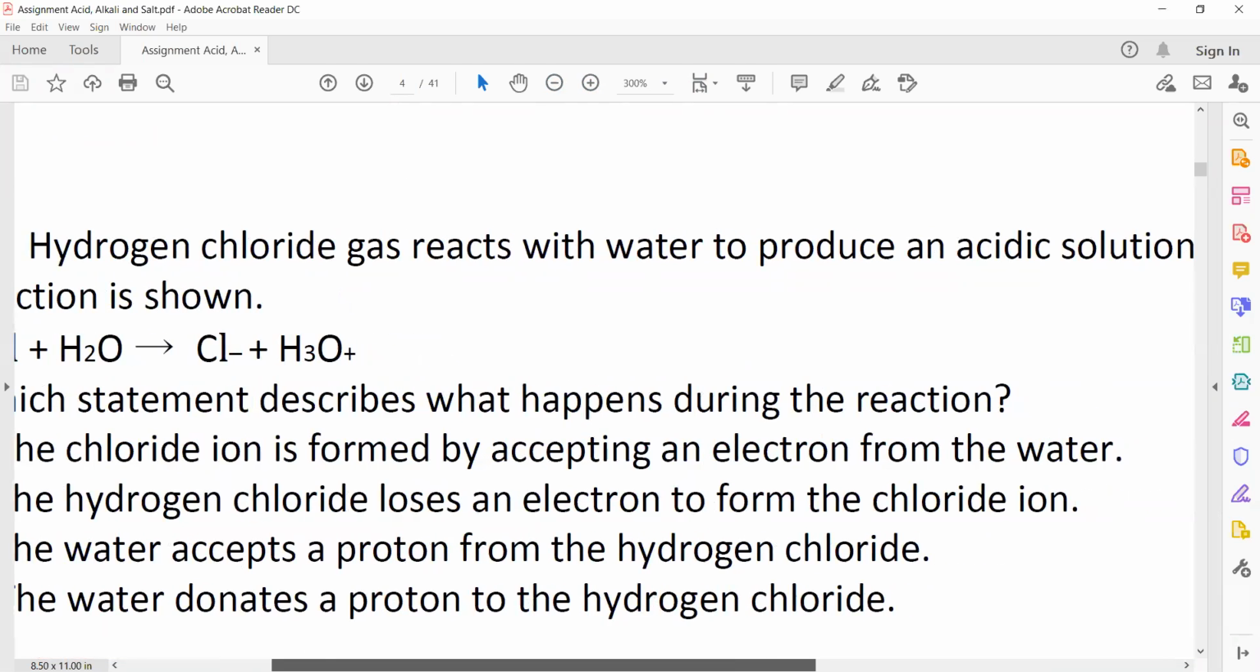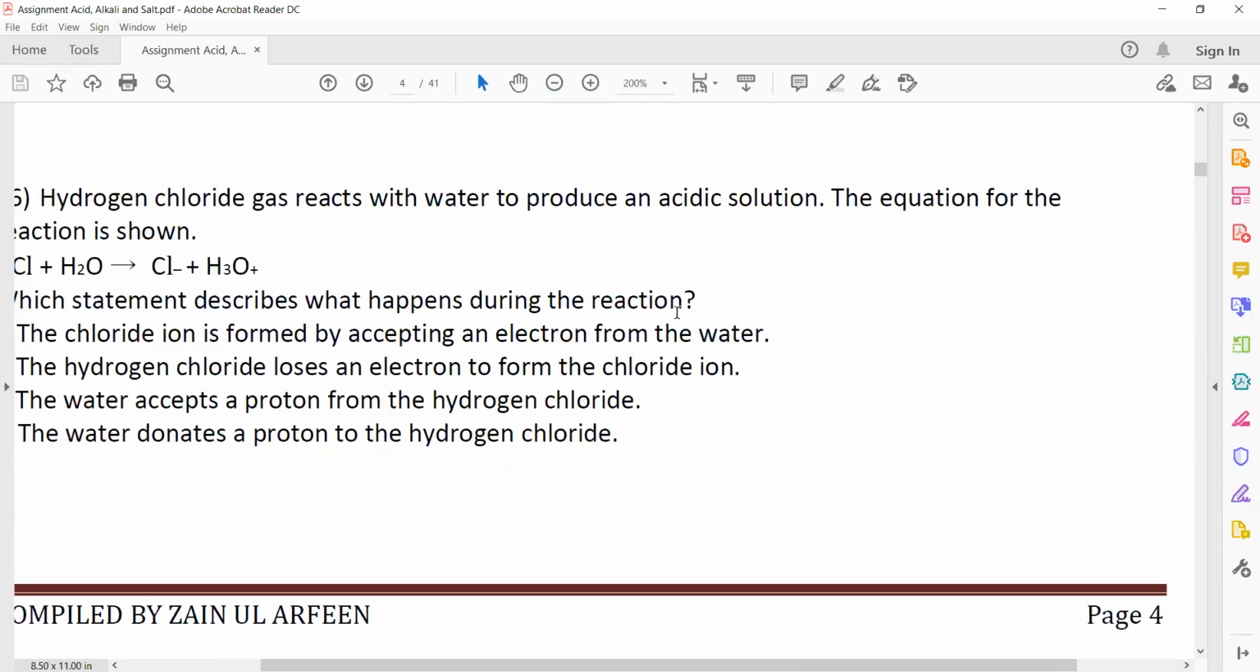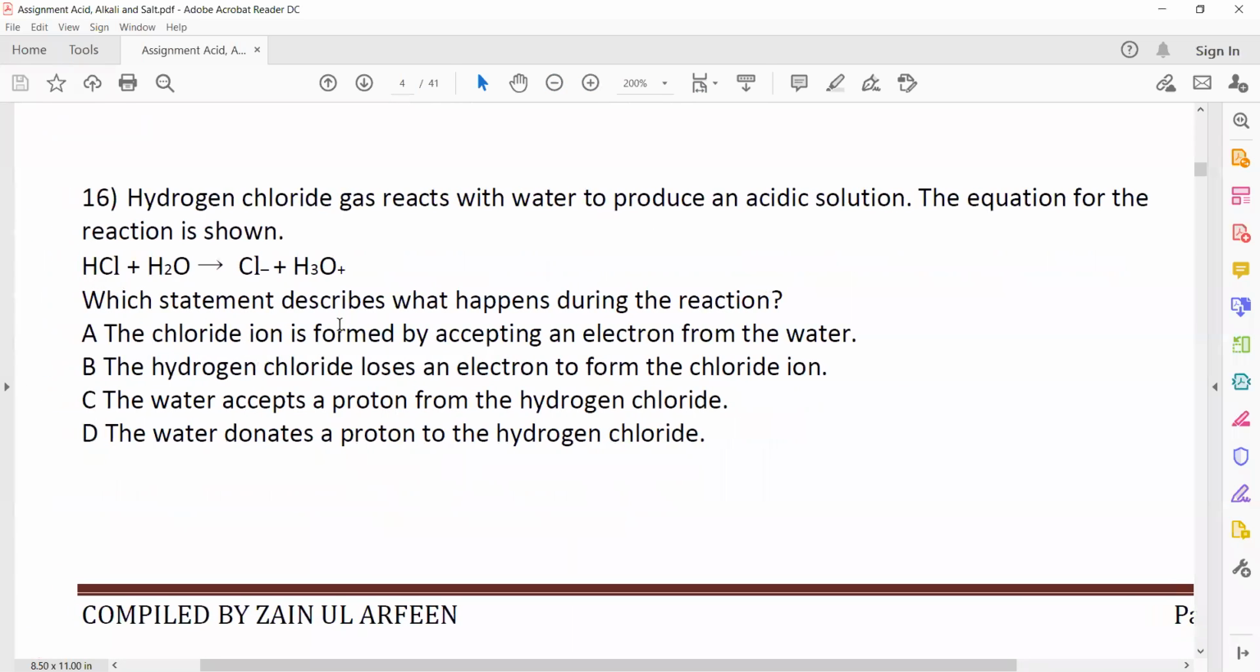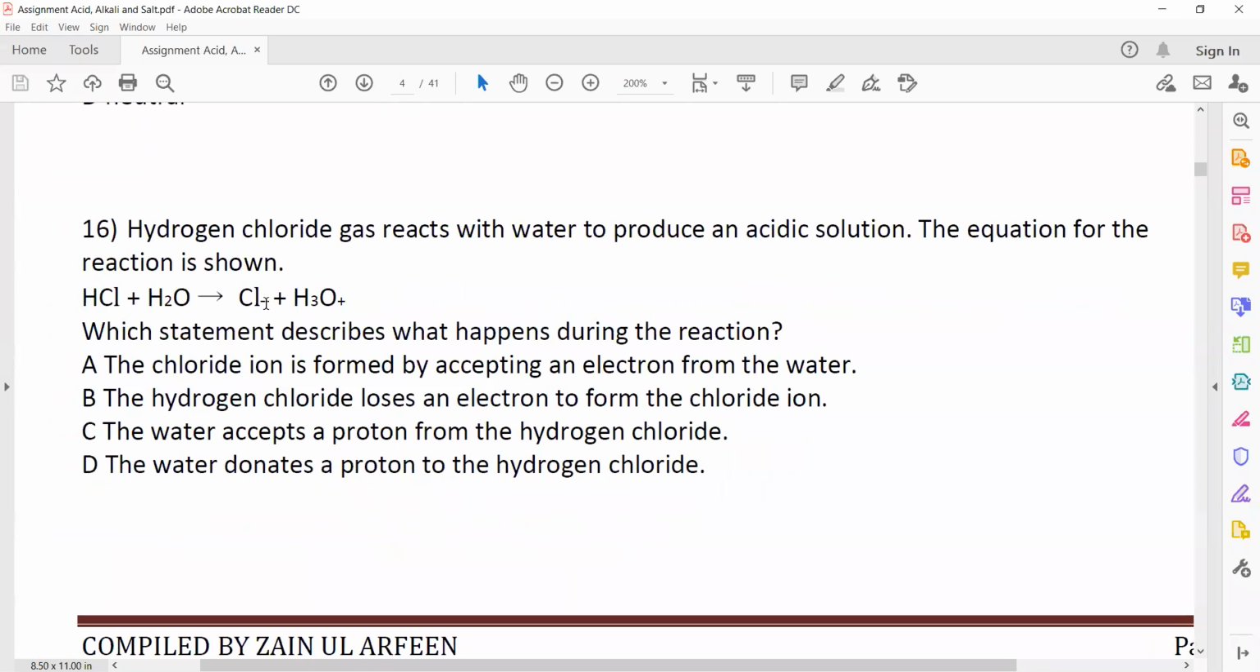The hydrogen chloride gas reacted with water to produce an acidic solution. The equation is shown. HCl plus H2O gives Cl minus and H3O plus. Which statement describes what happened during the reaction? Chloride ions are formed by accepting electrons. So how are chloride ions formed? They are not accepting.